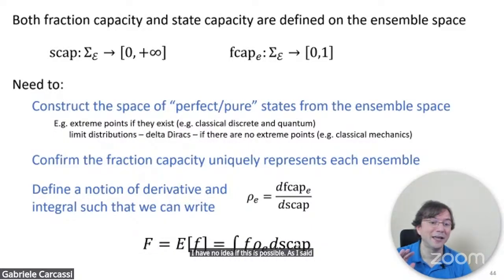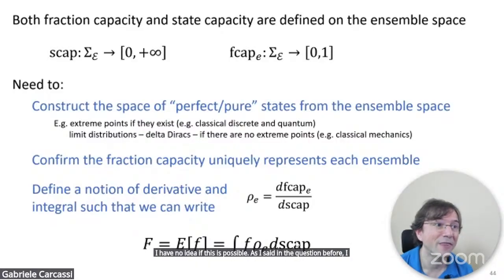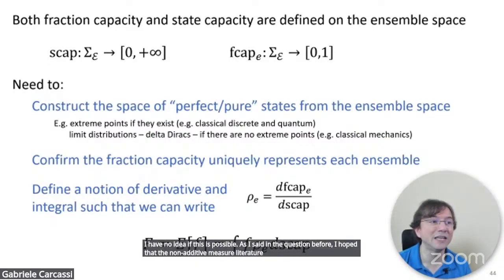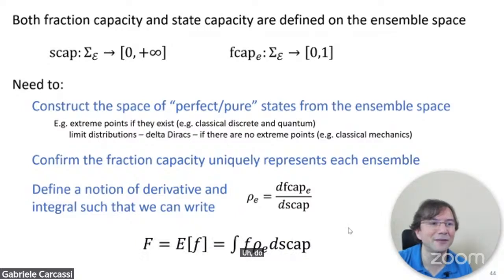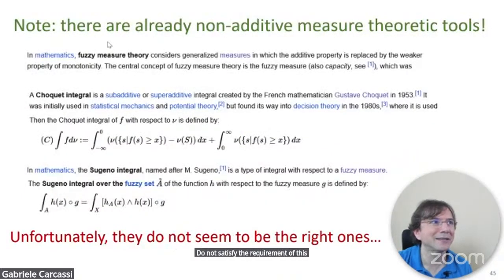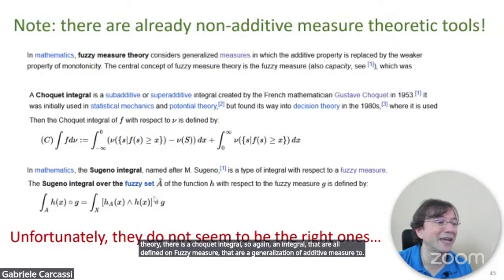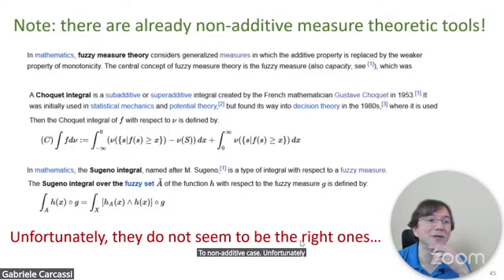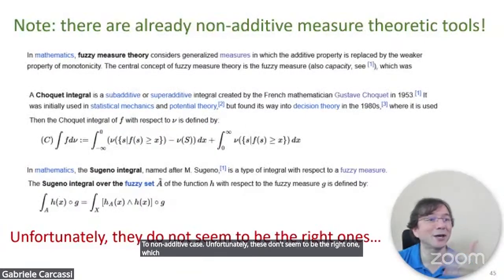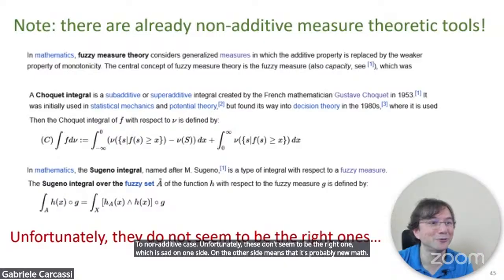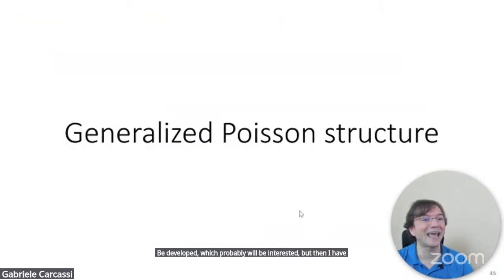As I said in the question before, I hoped that the non-additive measure literature would give me a result in terms of these things, but it seems that all the features we are trying to use do not satisfy the requirements. There are already non-additive measure theoretic tools. There is fuzzy measure theory. There is the Choquet integral and the Sugeno integral, which are defined on fuzzy measures and are a generalization of additive measure to the non-additive case. Unfortunately, these don't seem to be the right ones, which is sad on one side. On the other side, it means that it's probably new math to be developed, which is interesting, but then I have to find mathematicians to help me do that.